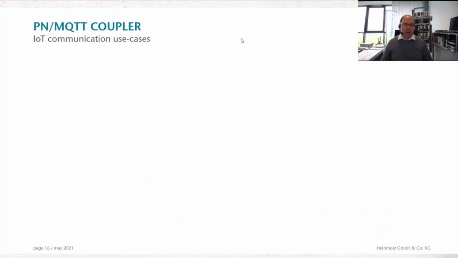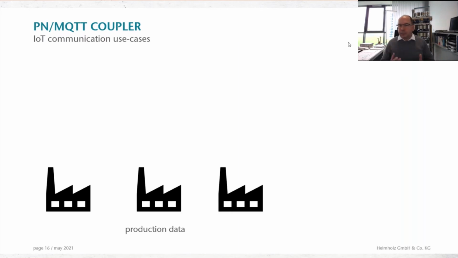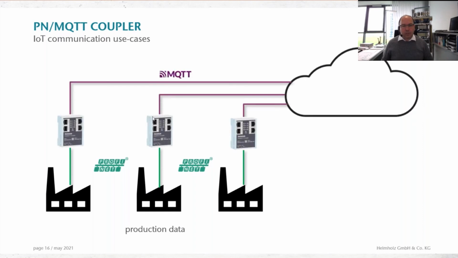Okay, why do we do this? Why are we talking about data to the cloud? So we have just a use case. We have production data inside a machine or inside a company. This is running on PROFINET. We connected to PROFINET MQTT Coupler, connected directly to the cloud through the router, direct connection to the cloud. And then we are able to use it in the cloud with different technologies, which are already on the market.